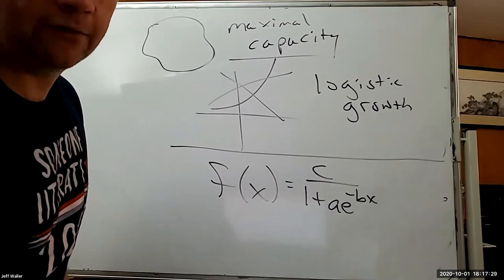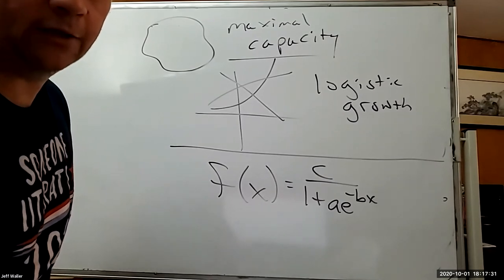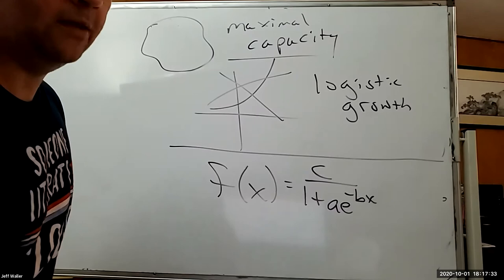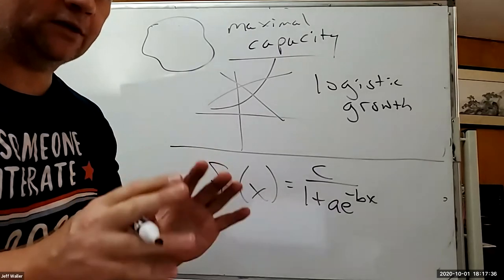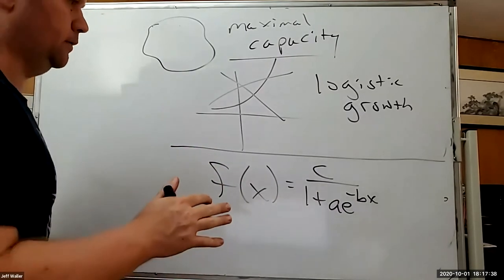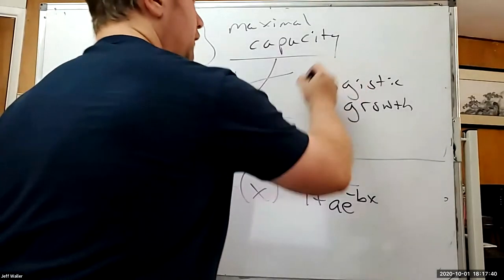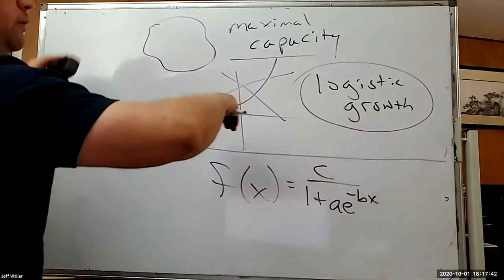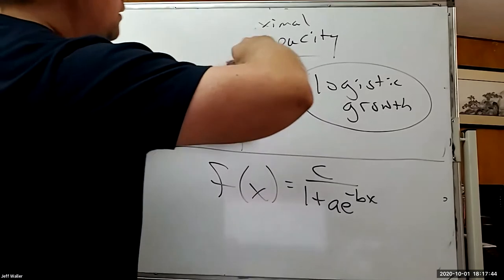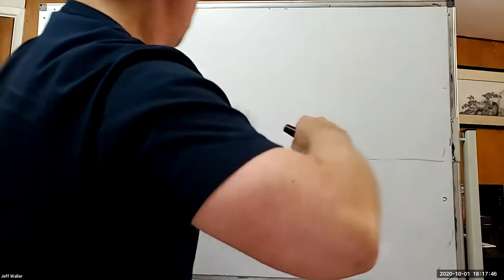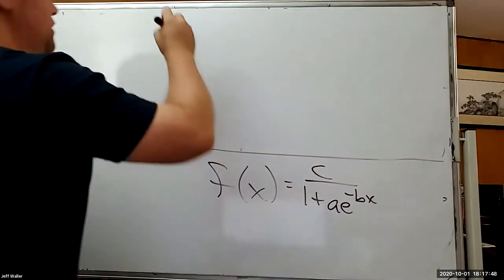So that function, if I put values in there, let me ask you that. Let's investigate this function. This is going to be really cool. I'm not sure if anybody out there has ever worked with logistic growth. But tell me this. Can somebody tell me what the horizontal asymptote is for this?